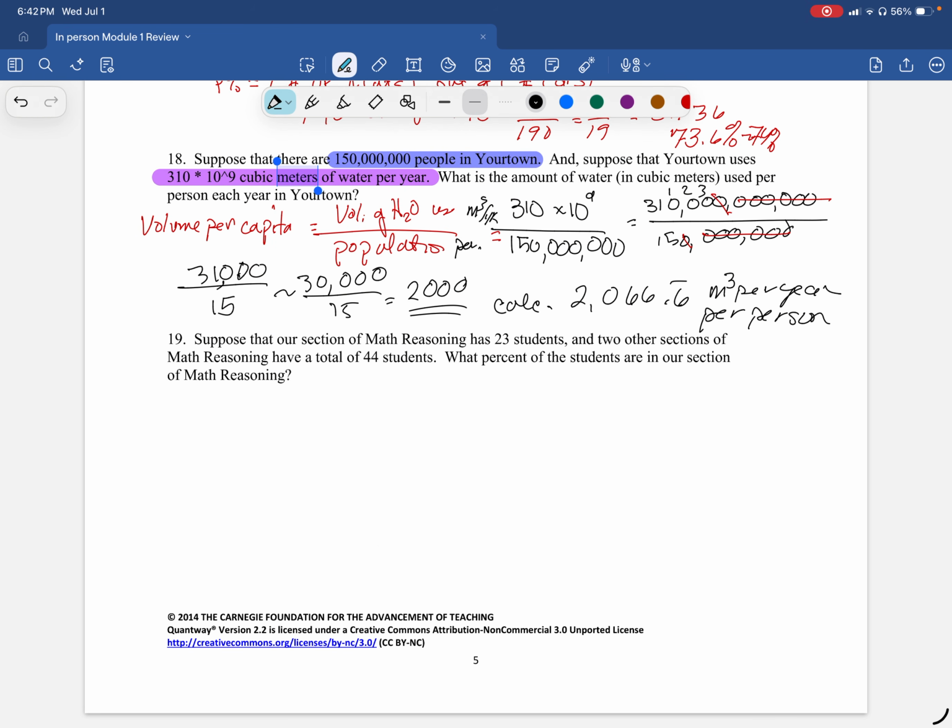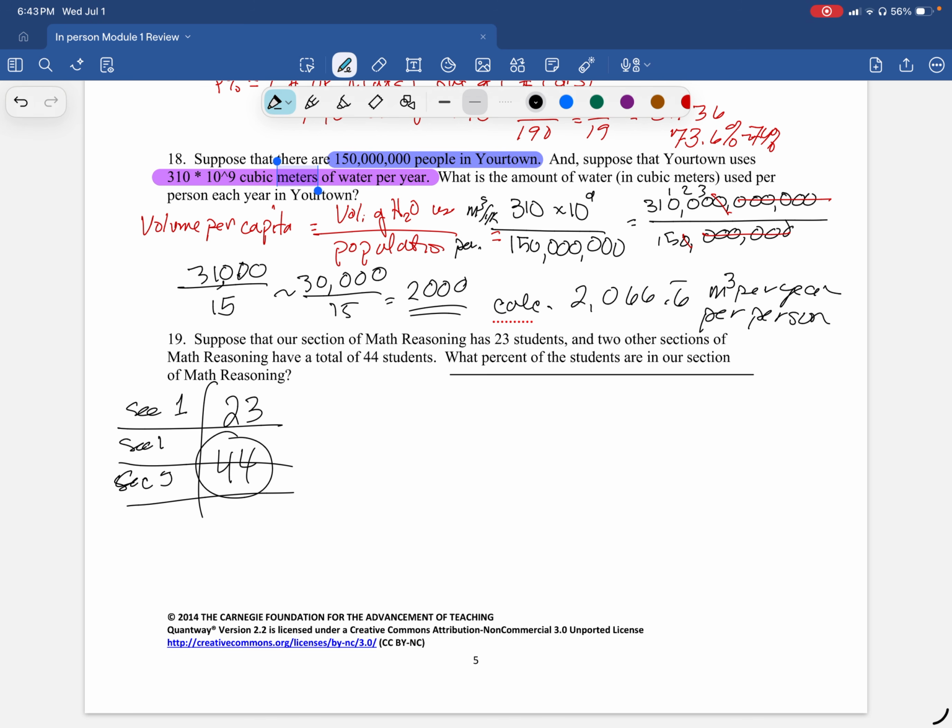Suppose that your math reasoning section has 23 students and 2 other sections of math reasoning have a total of 44 students. So, you know, you have section 1, section 2, section 3. So this is ours. And then we know that the total here is 44. So what percent of the students are in our section? So we need 23 out of the total.